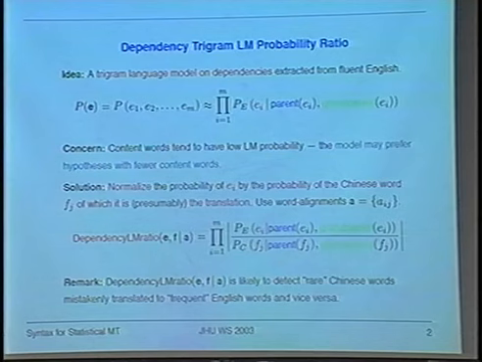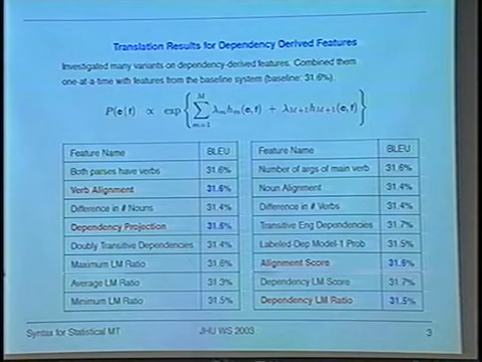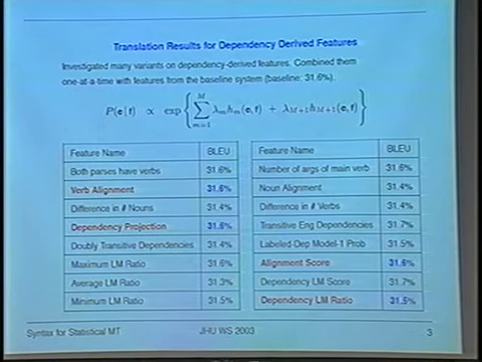And here we have the results of all of our dependency feature functions. I didn't have enough time to talk about all of these. The ones I mentioned are highlighted in red. As you can see, there was some improvement over the baseline. Some of them not as much. But the numbers can explain.